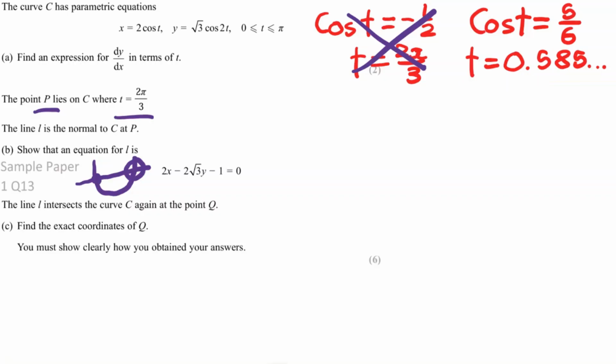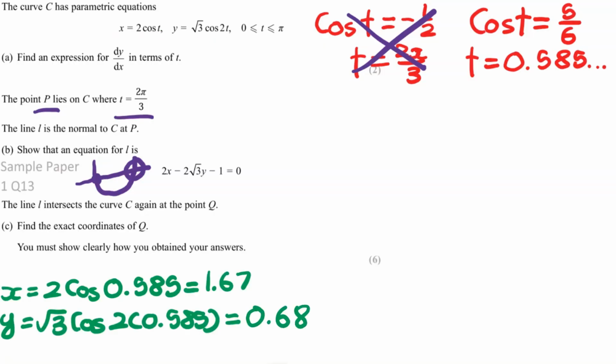Okay, so now we just need to use this t value to sub into these parametric equations to get the values of x and y and get the coordinates of Q. Now we have one problem with this. If we use this t is equal to 0.585, as it wants the exact coordinates of Q, and you try and sub this t is equal to 0.585 into these x and y parametric equations, you get out values for x is 1.67 and y is 0.68.